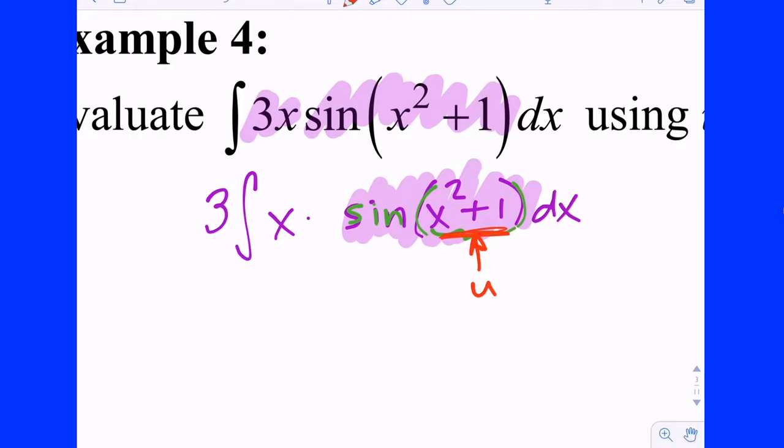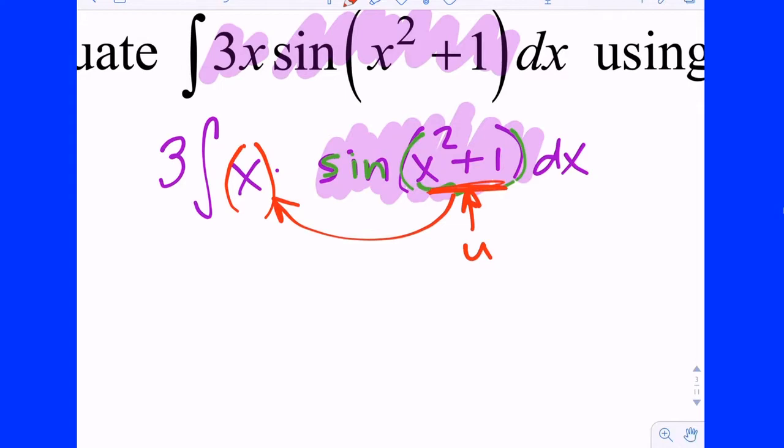Let's do it by pattern recognition first. If this is what we're calling the blob, or u, what's the derivative of x squared plus 1? 2x. When you compare it to the other factor, do you get 2x? No. But it's okay. If you get an unwanted number that's multiplied, that's fine. You have to get the critical variable part, and we do. We're just off by a 2. So once you realize you're only off by a 2 and you get the x part, you're ready to go.